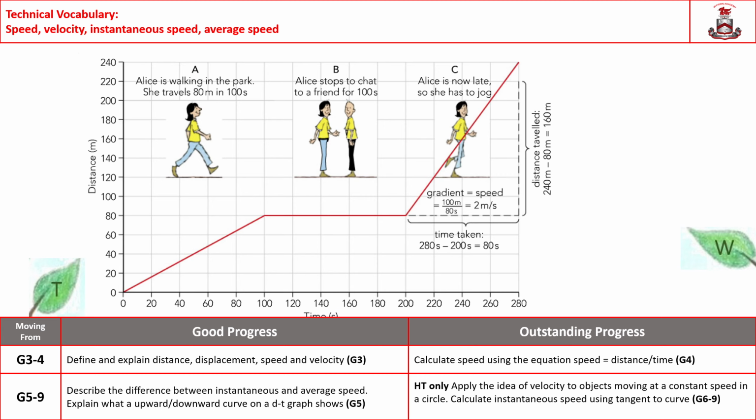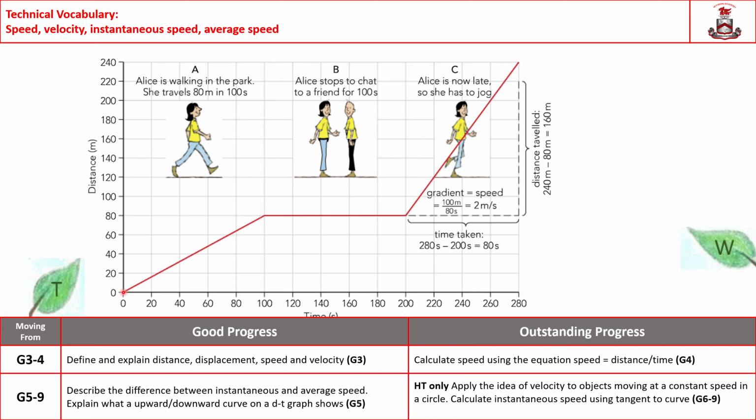Let's have a look at this journey. So again, on the bottom it's time, even though it's kind of obstructed, and up the y-axis is distance. So we're looking at Alice. She starts at 0. Now, it takes her 100 seconds to travel 80 meters. You could actually use that information to work out the speed of Alice, which we will do later.